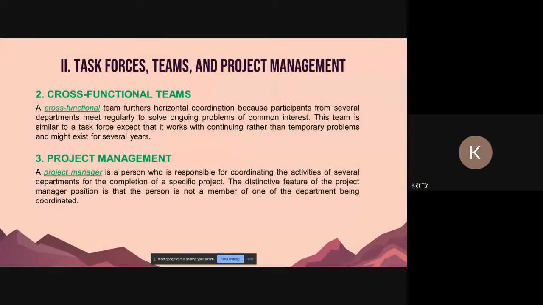A project manager is a person who is responsible for coordinating the activities of several departments for the completion of a specific project. The distinctive feature of the project manager's position is that the person is not a member of one of the departments being coordinated.